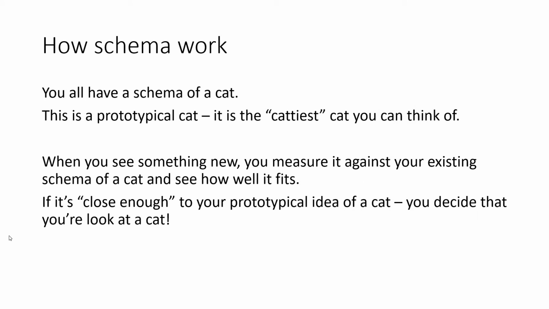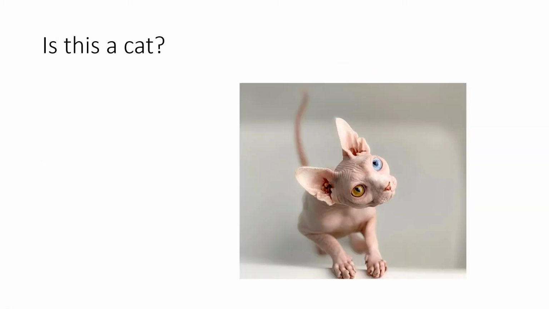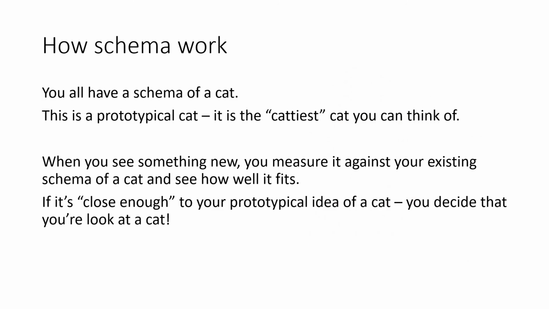So basically we all have a schema of a cat, and this is our prototypical idea of a cat. It's the cattiest cat that I can possibly think of. When I see something new, such as this, this or this, what my brain does is measure it against my existing schema of a cat and see how well it fits. If it's close enough to my idea of a cat, then my brain interprets that and says, yep, that's a cat, you're looking at a cat.